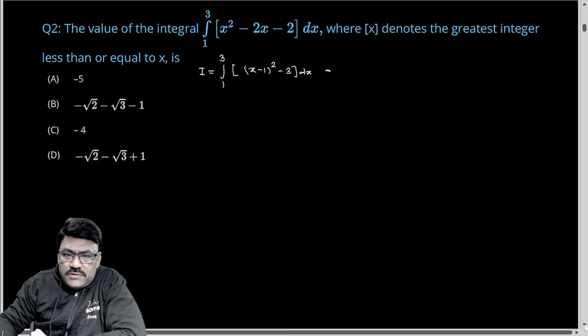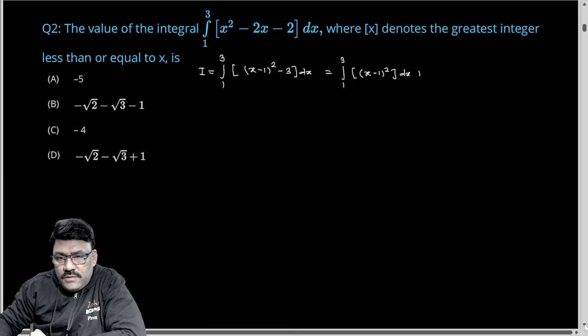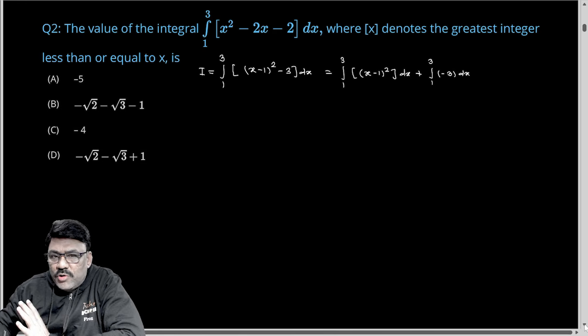Now you can write it as integration from 1 to 3 of the integral part of x minus 1 whole square dx, and then integral from 1 to 3 of minus 3 dx. Minus 3 can be taken outside this box. Any integer can be taken outside the box. So you can take this minus 3 outside of the GIF. So it is integral from 1 to 3 of minus 3 dx.